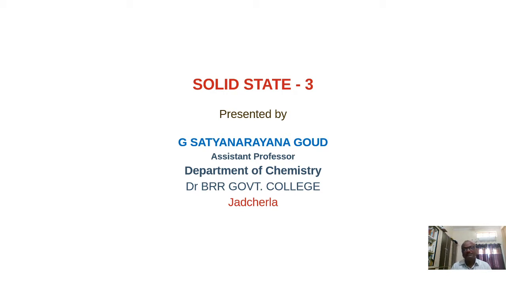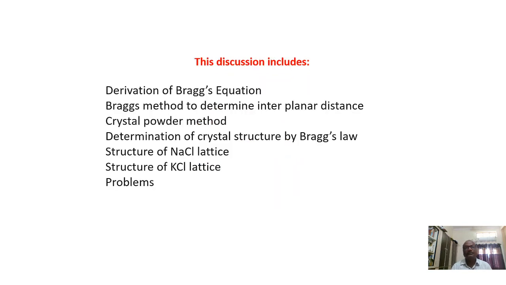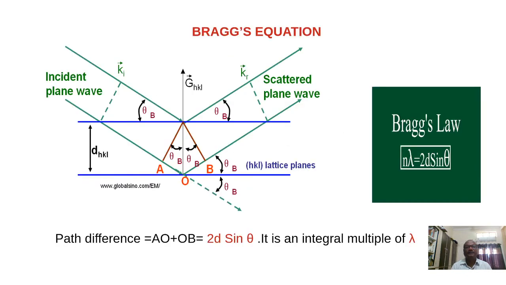B.R. Government College, Jadcherla. In this lesson, we discuss the derivation of Bragg's equation, Bragg's method to determine interplanar distance, the crystal Fowler method, determination of crystal structure by Bragg's law, the structure of the sodium chloride lattice, the structure of the potassium chloride lattice, and also we discuss some problems. Let me see the derivation of Bragg's equation.